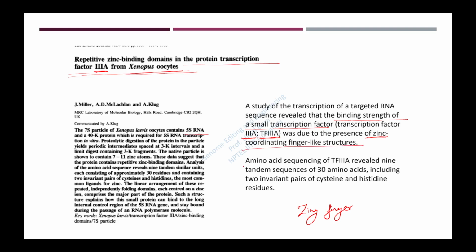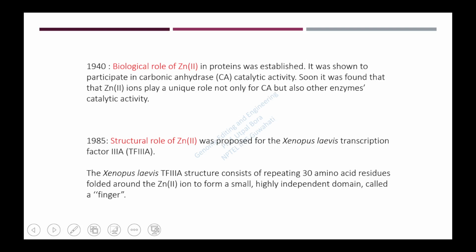The amino acid sequence of TF3A revealed 9 tandem sequences of 30 amino acids, including 2 invariant pairs of cysteine and histidine residues. Those are called zinc fingers. So these zinc finger motifs are also DNA binding motifs. If this motif is present in your protein structure, it means the protein has the ability to bind to DNA. Let's see further.